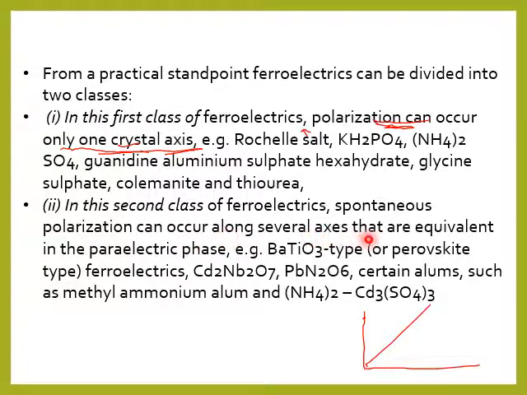Spontaneous polarization can take place. An example is barium titanium oxide. This is a perovskite type structure ferroelectric. Cadmium niobium oxide and other examples are of the second class of ferroelectric materials.